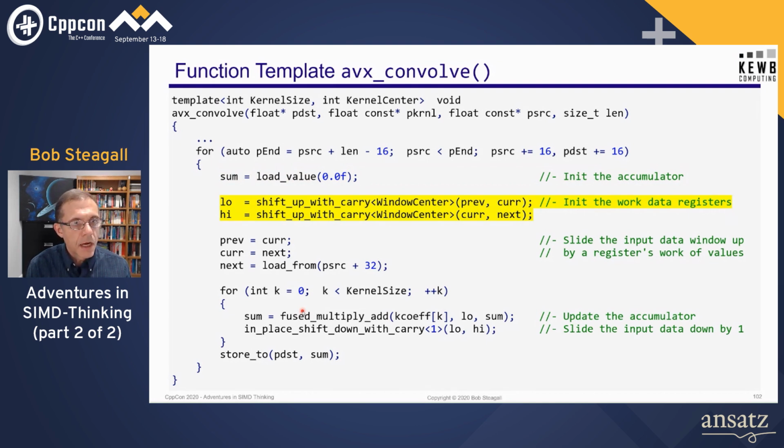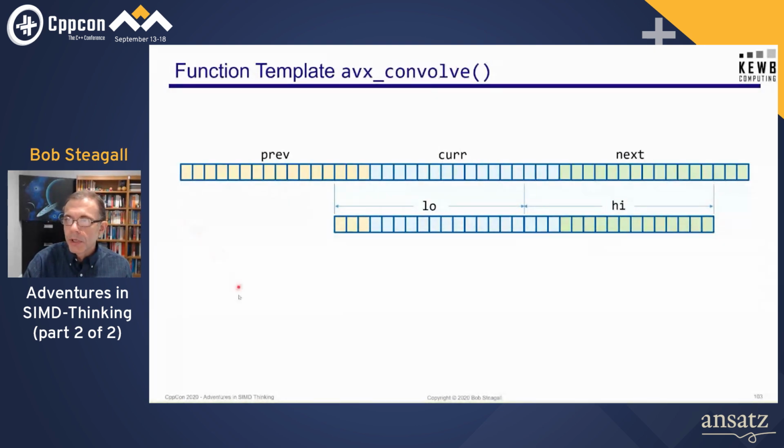Next, I'm going to do this crazy operation I told you before, shift up with carry. What shift up carry is going to do is take our work registers and load them with values taken from some combination of prev and cur. In effect, we're going to treat prev and cur as if they were one large register that had 32 values in it. We're going to shift it up by the value that's the center of the window, and we're going to load the top of that register, those top 16 values, into low for this combination. We're going to do the same thing for high. So when we're done, we get a picture that looks like this.